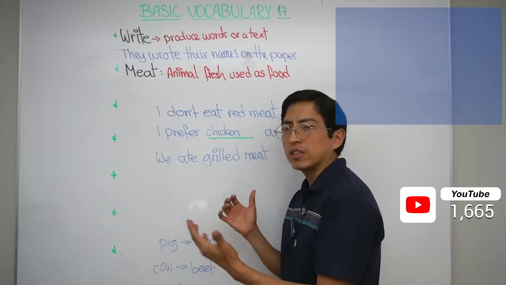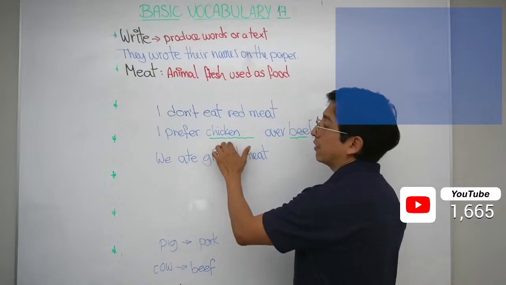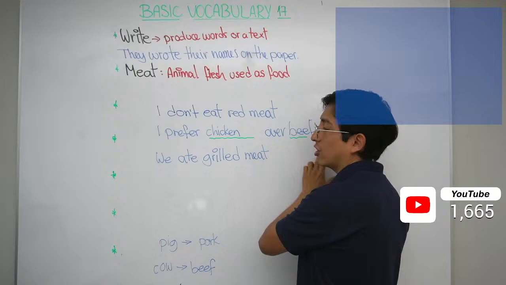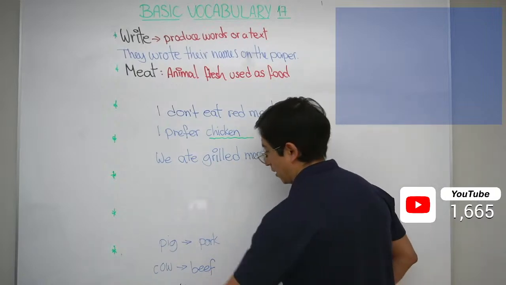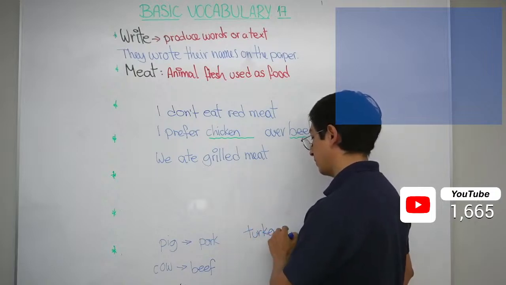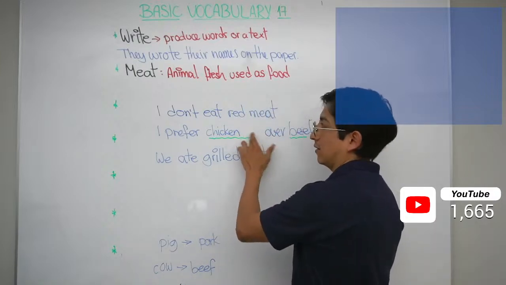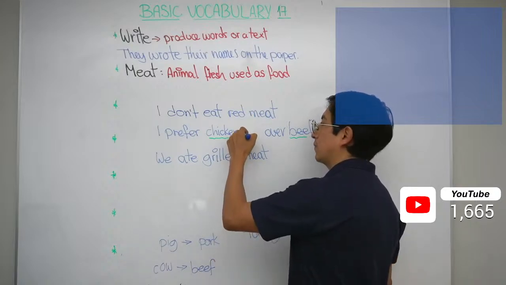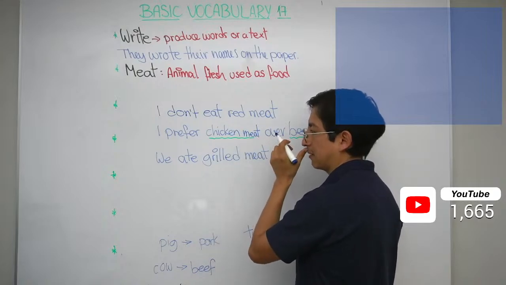Si no, de forma cotidiana decimos: I prefer chicken over beef. I prefer fish over beef. I prefer chicken over turkey. Prefiero pollo antes que pavo. Otra vez, está implícito que nos referimos a la carne del pollo. Así que esta oración está bien solo si quieres especificar qué es el animal.